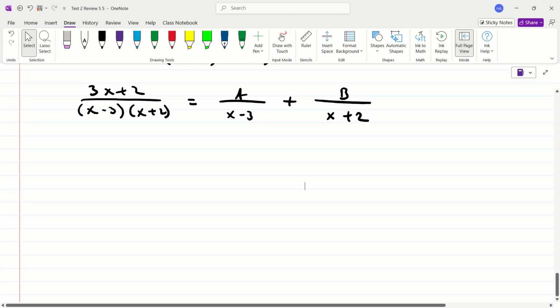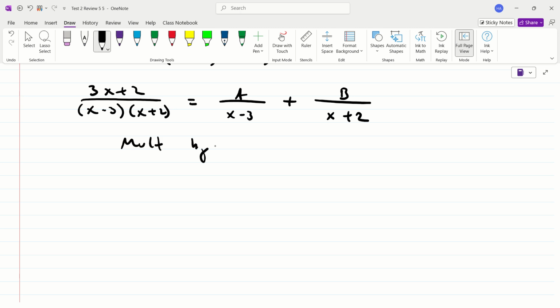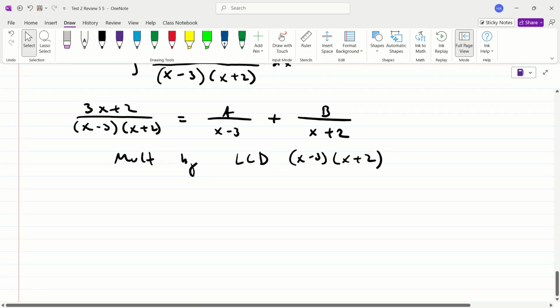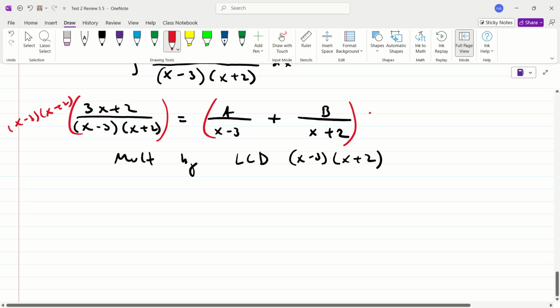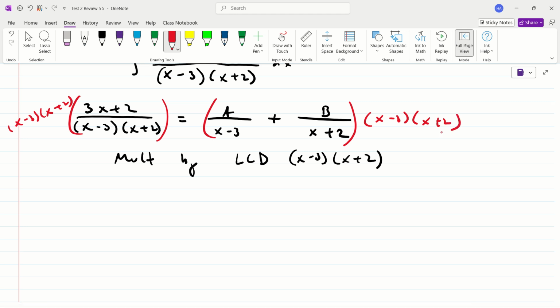So we're going to multiply both sides by the LCD, in this case, of x minus 3, x plus 2. And you can imagine that you're putting gigantic parentheses on both sides here and multiplying by x minus 3, x plus 2. The left-hand side is a piece of cake. These guys cancel out completely, leaving you behind with 3x plus 2.